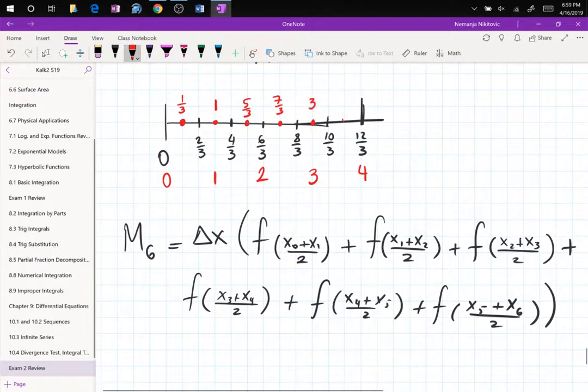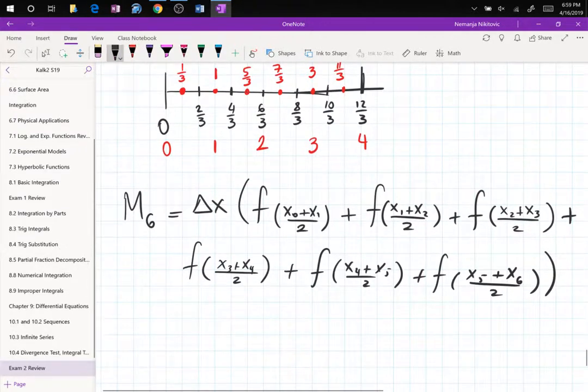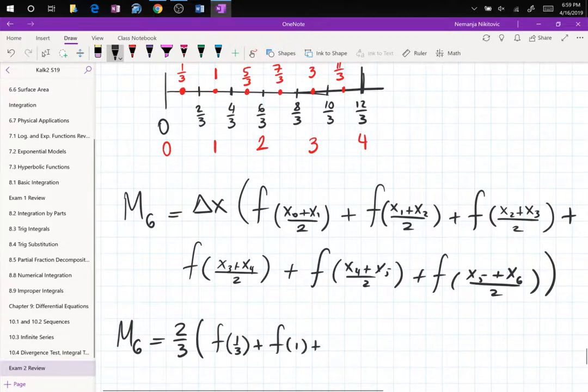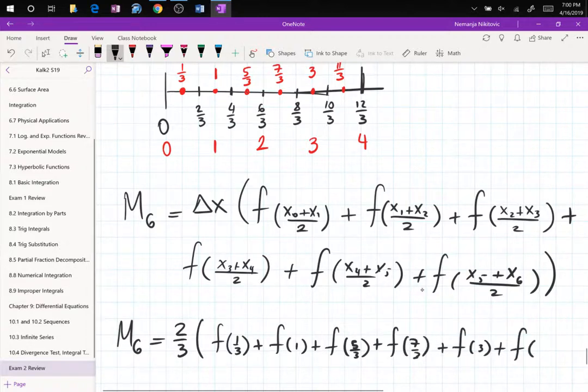And that's a midpoint, it's 11/3. So I am calculating my M6 as delta x is 2/3, f at 1/3 plus f at 1 plus f at 5/3 plus f at 7/3 plus f at 3 plus f at 11/3.